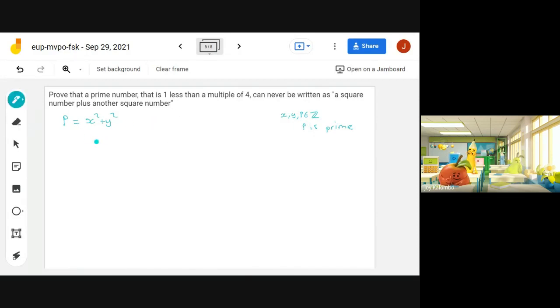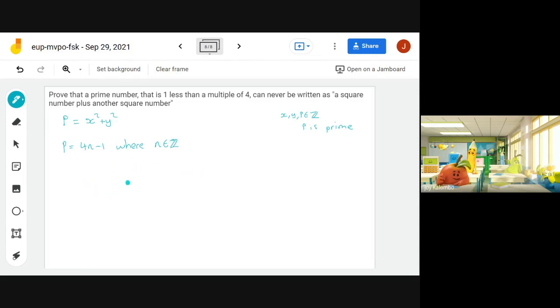Now, in particular, we also know that p is 1 less than a multiple of 4, so we know that p is equal to 4n minus 1, where n is an integer.